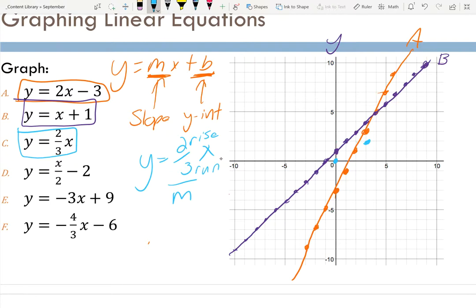And we continue doing that. We go up 2 and right 3. Continue going up 2 and right 3. Plot point after point. And then we go backwards as well on the other side. We go down 2 and left 3. Down 2 and left 3. And I'll go ahead and draw it all in. That's line C.